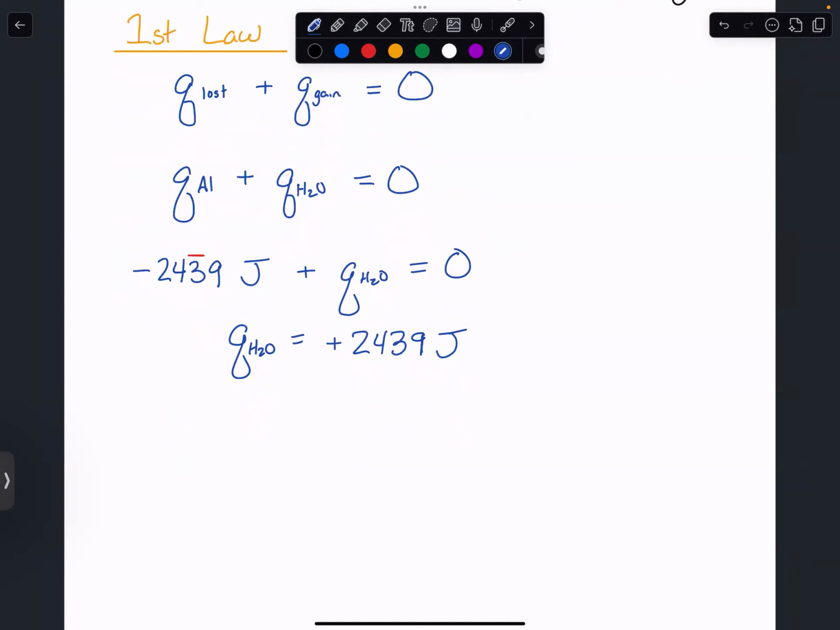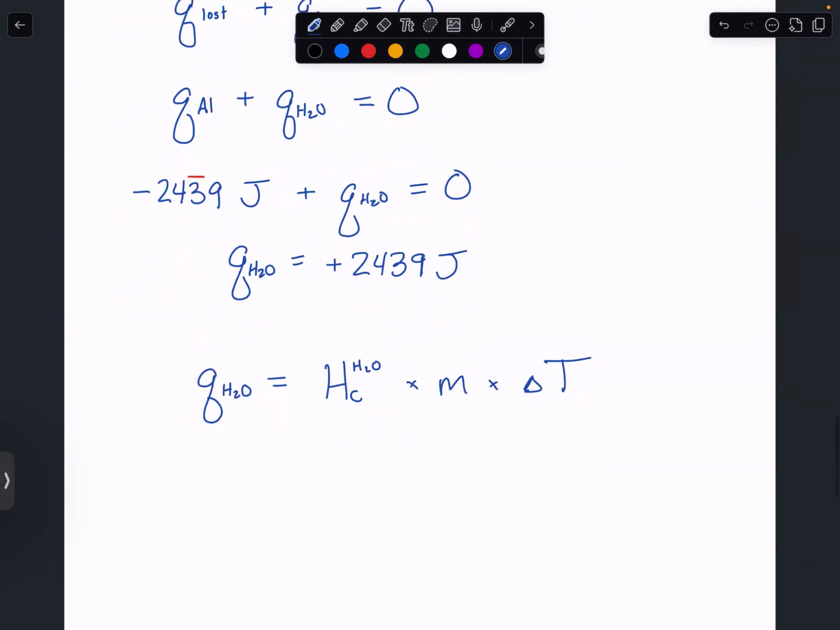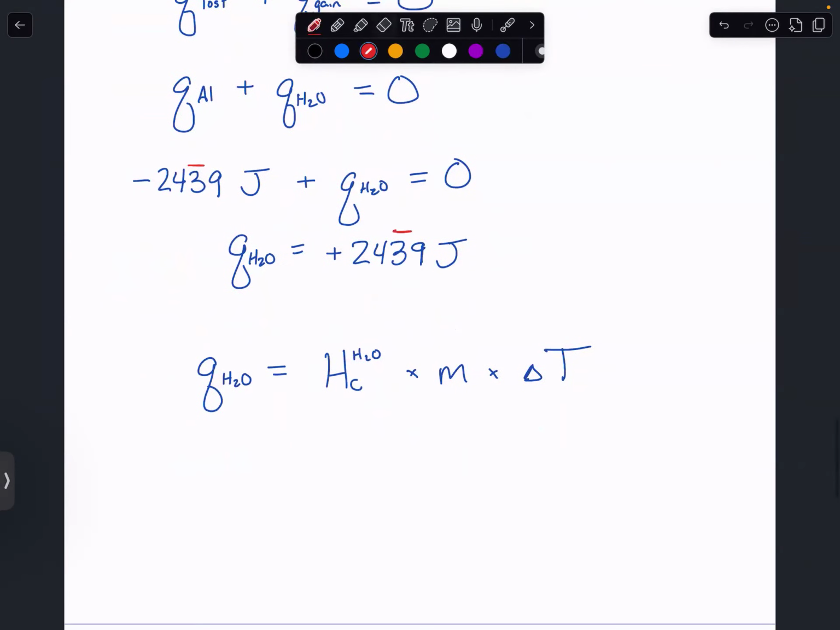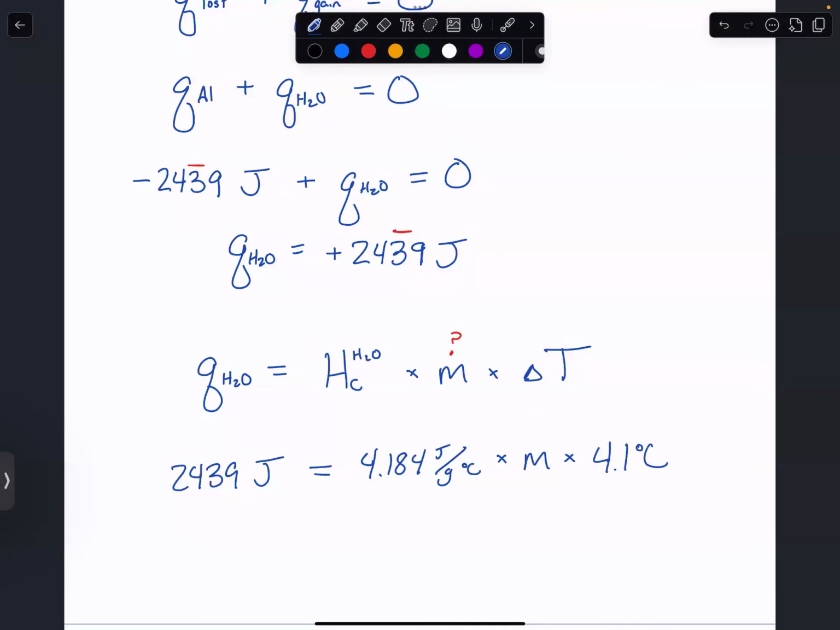Okay, so we had to use that first law of thermodynamics to figure out how much heat the water absorbed. And then the calorimetry of water is going to be governed by that same equation. All right, if we just plug in, let me be good with my sig figs here, that 2439 joules equals 4.184 joules per gram degrees Celsius times mass. This is what I'm solving for here. This is what I don't know. Times that delta T of 4.1 degrees Celsius.